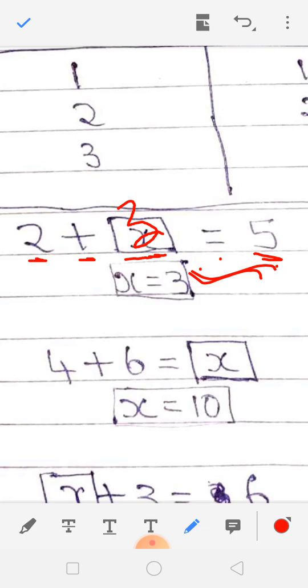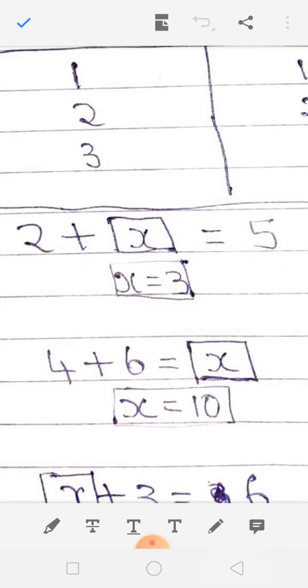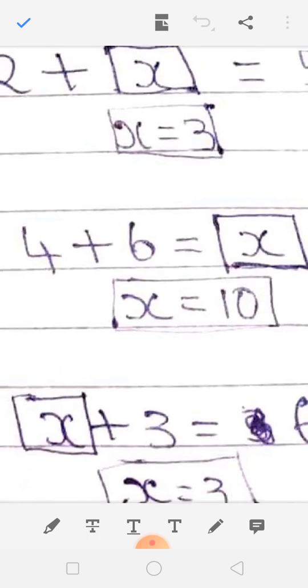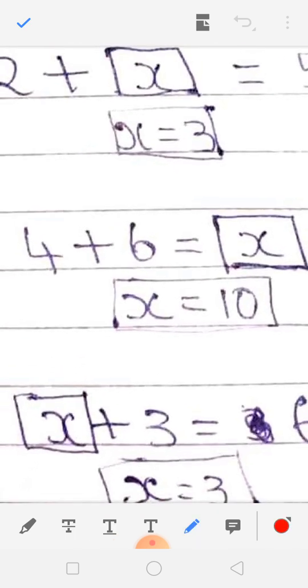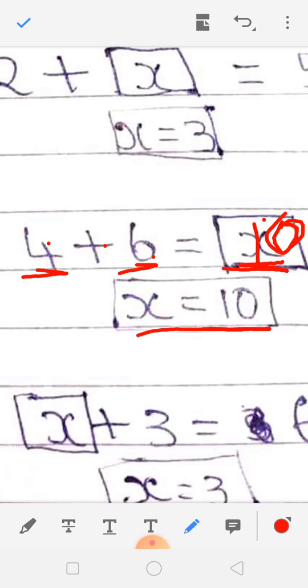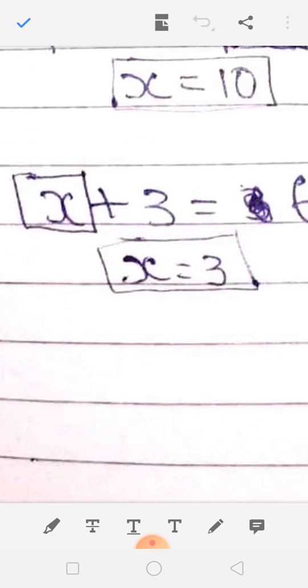Look at the second example. Here is 4 plus 6, and the answer will be x. So x means we don't know the answer, and we have to find that answer. What is the value of 4 plus 6? It is 10. So x is equal to 10. 10 is the answer.